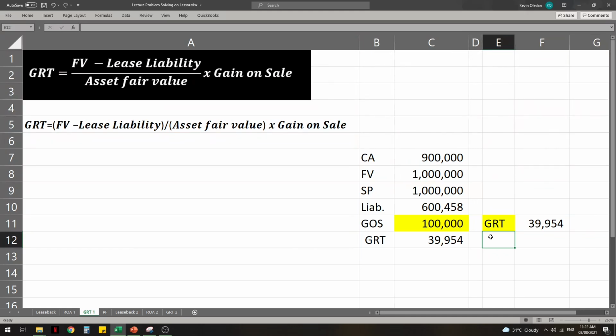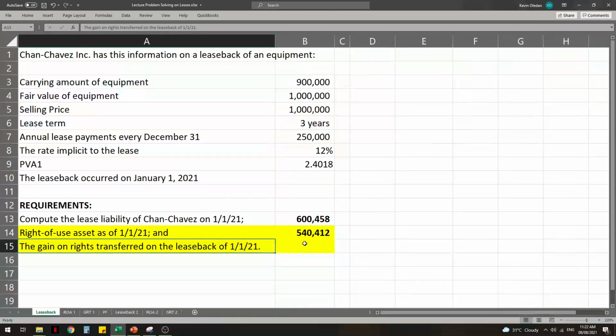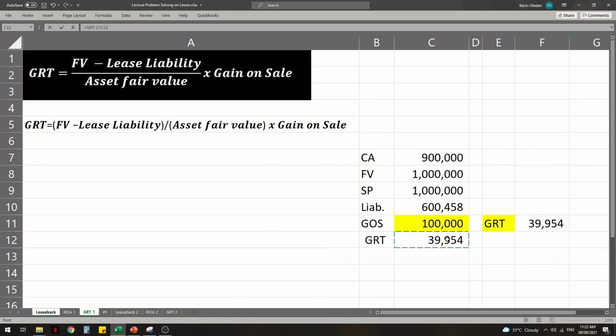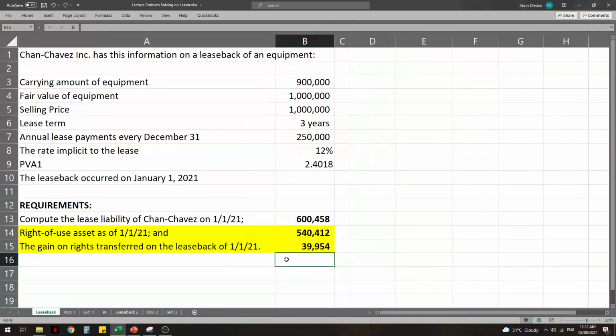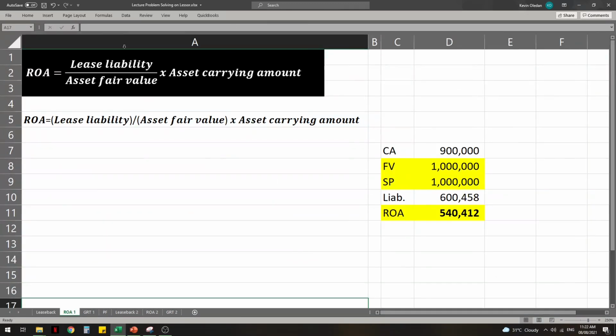That is how you compute GRT. Follow the simple formula, pero do take note, this formula applies if the fair value and the selling price are equal. So, to finalize our answers, in a scenario where the fair value and selling price are equal, ito po ang answers natin. You can try to recompute this using our formulas. It is also in the slides that I presented to you earlier.